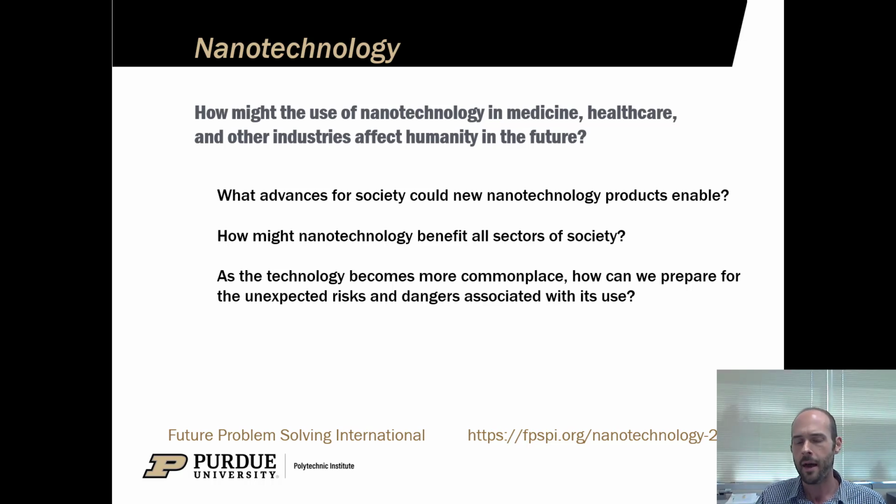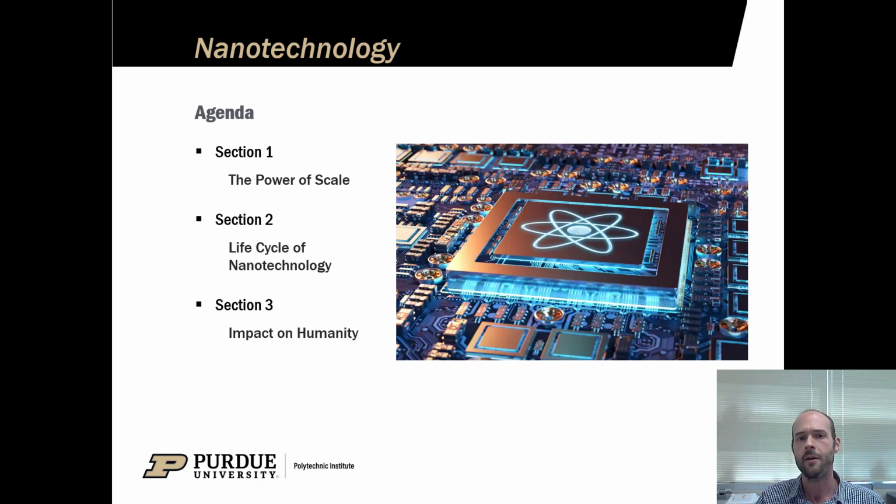And along with new technologies, there are also new risks. So how can we prepare for unexpected risks? And the answer or thing to consider around all of these is what changes occur as you move down to a nanoscale. So we're going to look at more details of framing nanotechnology and what scale means in the context of this discipline.